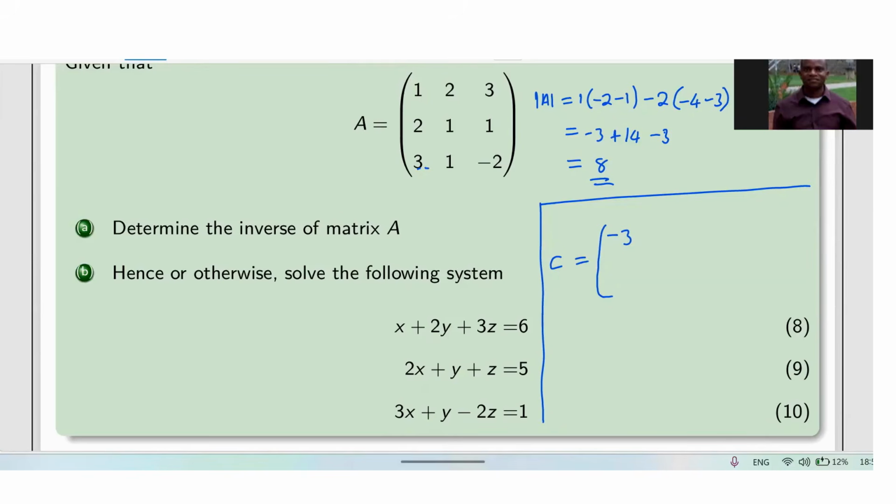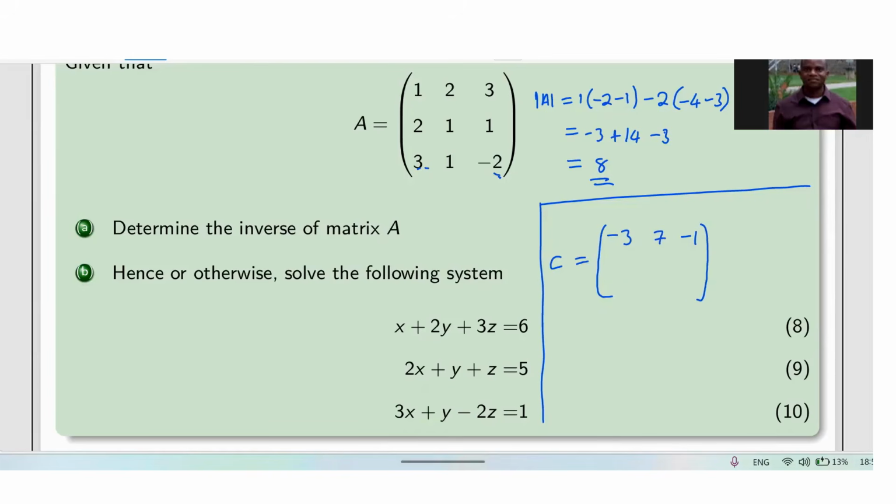Then the minor of 2 is simply 2, 1, 3, negative 2. So we're going to have 2 times negative 2, which is negative 4, minus 3 times 1, which is 3. So negative 4 minus 3 is negative 7. But remember, this third element is negative, so it becomes positive 7. Okay. The minor of 3 is 2, 1, 3, 1. So we have 2 times 1, which is 2, minus 3 times 1, which is 3. So 2 minus 3 is negative 1. So we have negative 1 here.